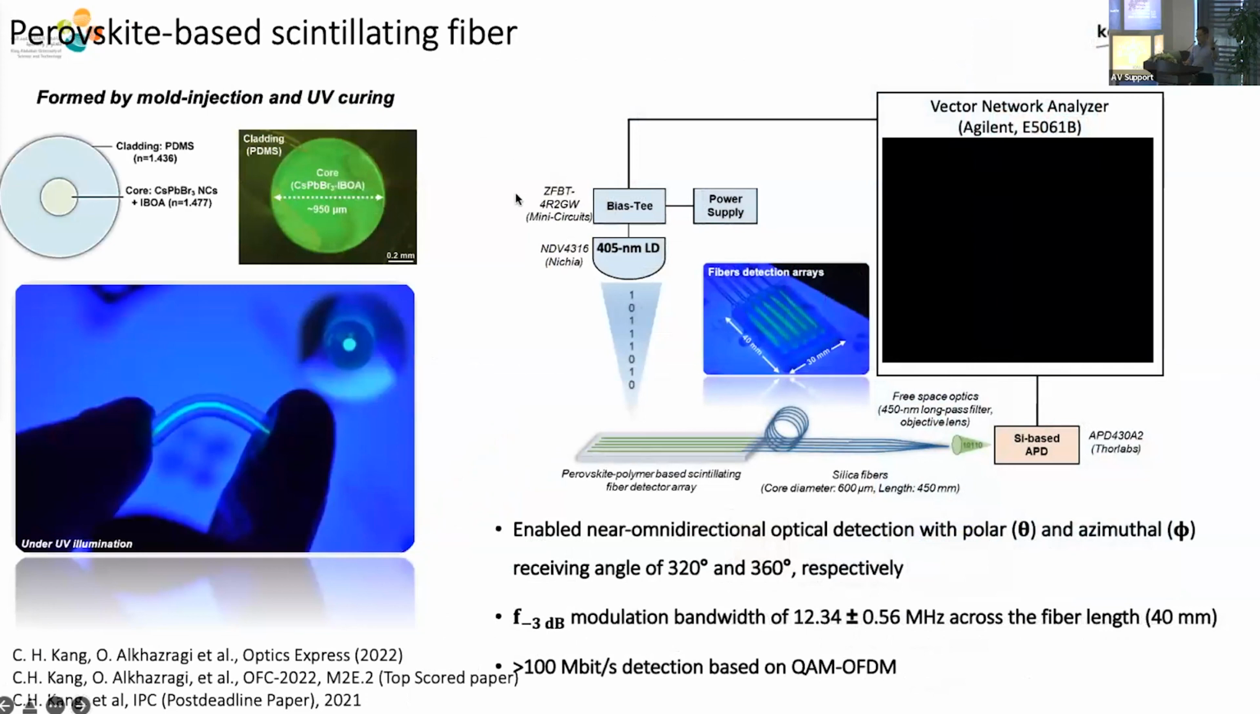We make our own fiber now. Chun Hong, my group member sitting there, is the one who made the perovskite scintillating fiber. Same principle, same concept, but we embedded very fast response nanoparticles within the fiber so that we have very fast light conversion. It means that we'll be able to detect very high speed signals incident towards the detector.